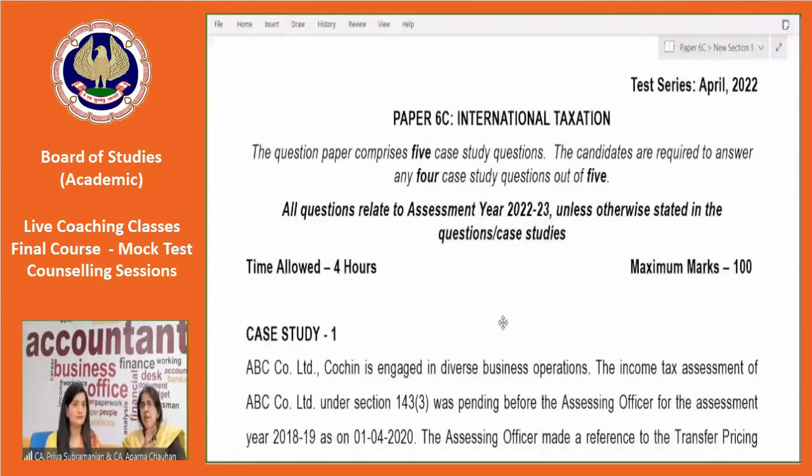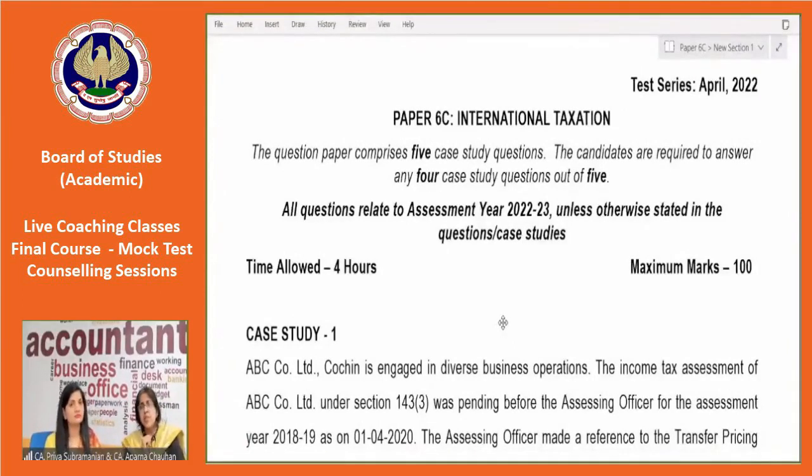And BEPS action plans, different action plans to prevent a country's tax base from being eroded. BEPS has come, the base erosion and profit shifting. Many action plans have come, and Indian tax laws have incorporated special provisions based on these action plans. So that also is important, as well as the multilateral instrument. That also is very important.